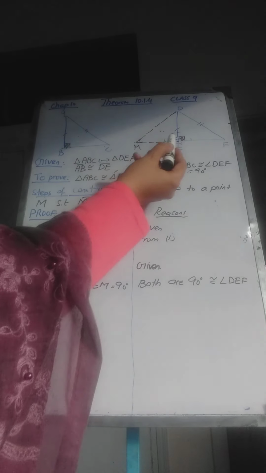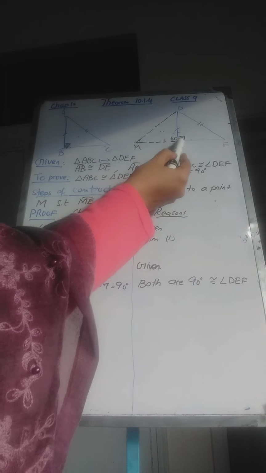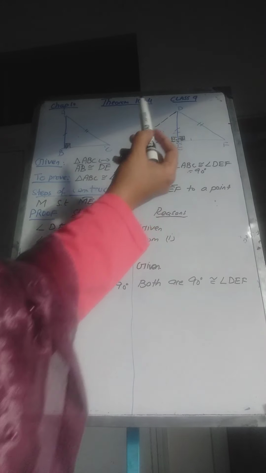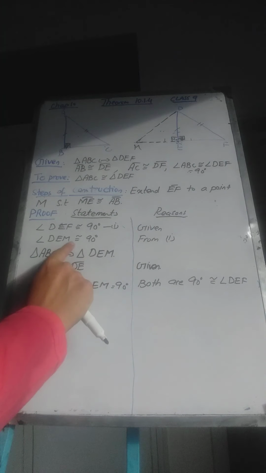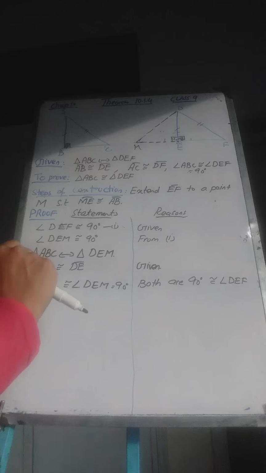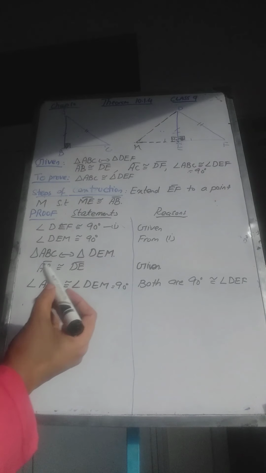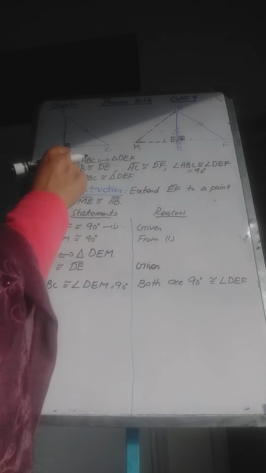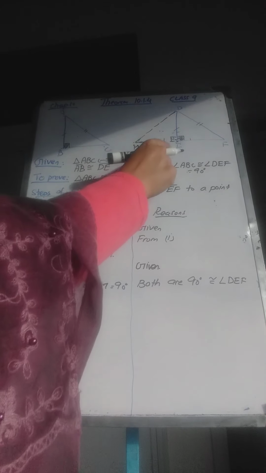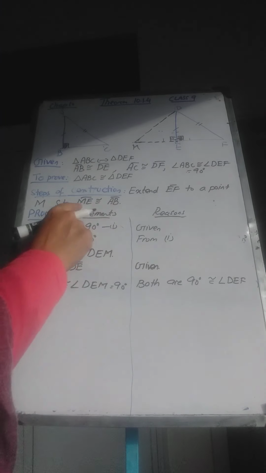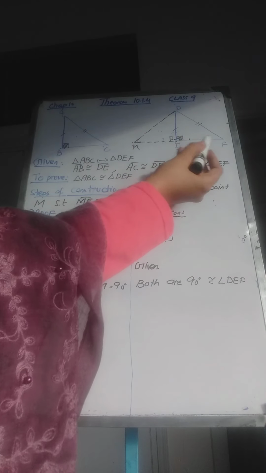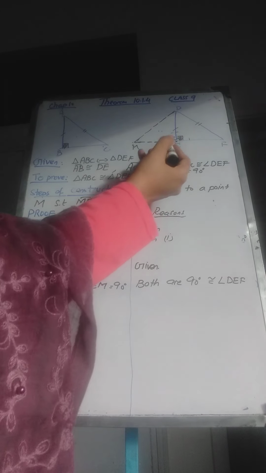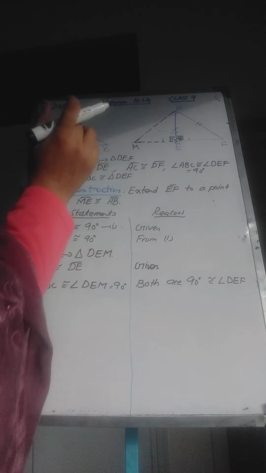These two angles were given to us to be equal to 90 degrees, and with the help of that, as we have drawn a straight line, this angle is also equal to 90 degrees. Angle ABC is equal to DEF, and angle DEM is also equal to DEF. Therefore, both the angles are equal. Now the third side that we are going to take is BC congruent to ME. This we have done in the construction, that we have extended the side EF to the point M such that EM and BC are congruent.